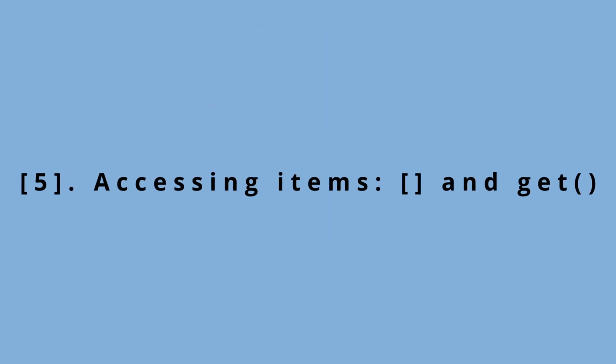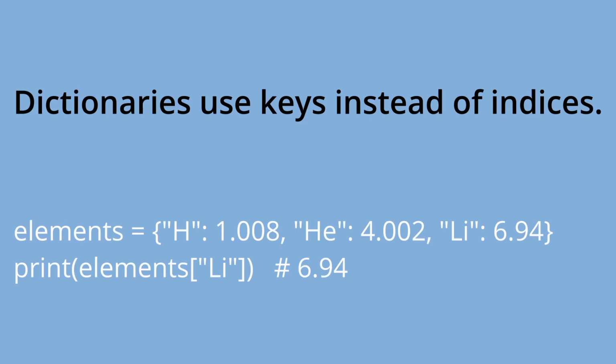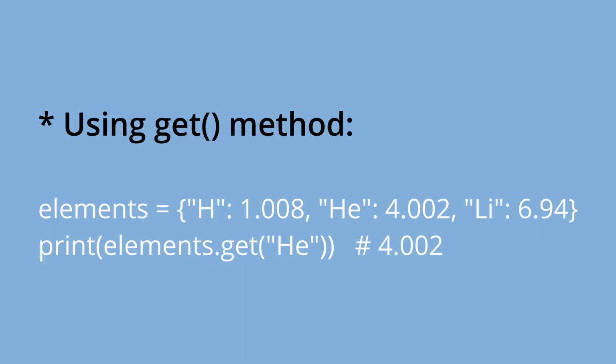Accessing items: subscripting and the get method. Dicts use keys instead of indices. For the dict elements, print elements Li gives you 6.94. You can also use the get method. Print elements.get He gives you 4.002.